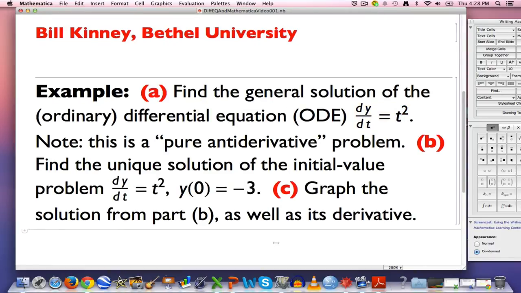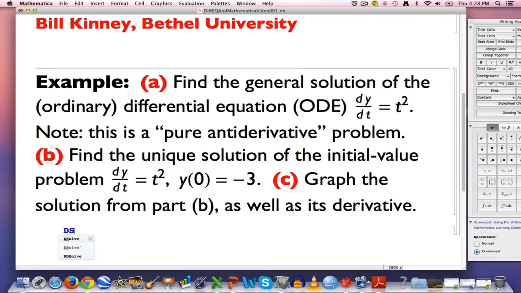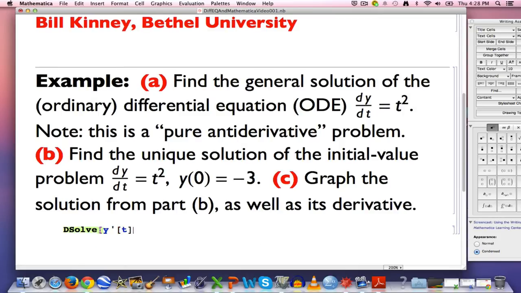But now I want to get Mathematica to solve that. DSolve is the basic Mathematica function that will solve differential equations. How do you type the equation in? You type it in with primes. y prime of t is the prime notation for the derivative. It represents dy/dt.